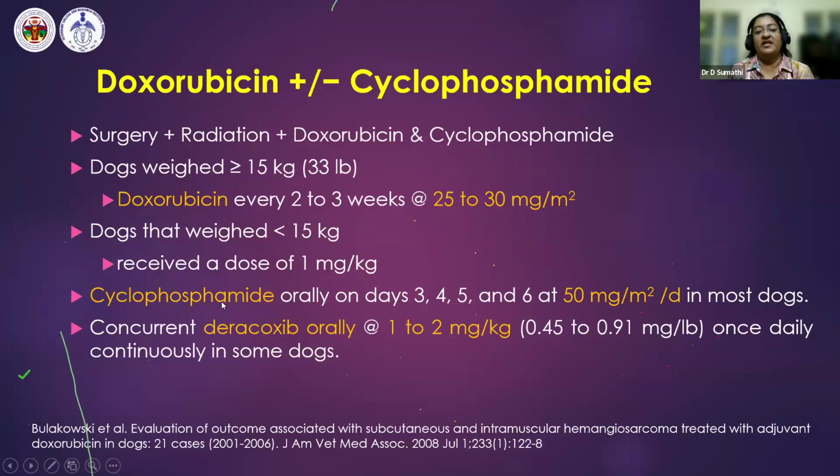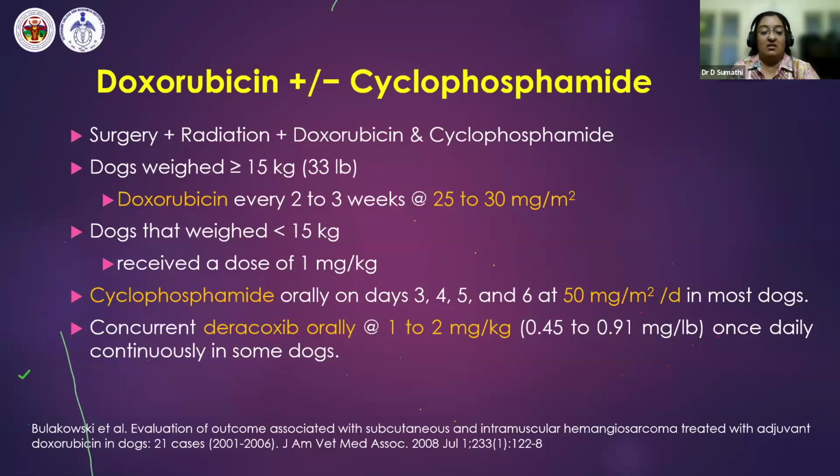Whether the dog is more than 15 kg or less than 15 kg, we are now going to include cyclophosphamide orally on days 3, 4, 5 and 6 at 50 milligram per meter squared per day in most of the dogs. So we are going to combine doxorubicin and cyclophosphamide orally. And concurrently, we are going to use daracoxib at 1 to 2 milligram per kg once daily continuously in some dogs. So if we are going to get a clinical remission, then it's going to be good.